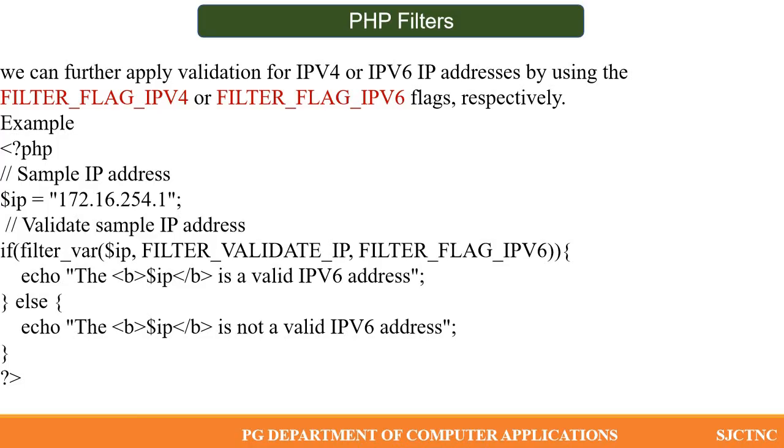Then again we check whether that IP is an IPv6 address, that is, an Internet Protocol version 6 address, using FILTER_FLAG_IPV6. If it is true, you will get a message that it is a valid IPv6 address. If it is not, it goes to the else part: it is not a valid IPv6 address.